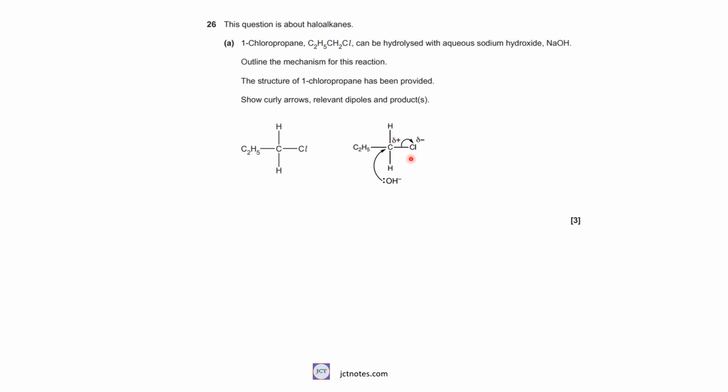The OH- ion donates a pair of electrons to the partially positively charged carbon atom, forming a new covalent bond. At the same time, the carbon-chlorine bond is breaking. The chlorine atom takes both the electrons in the bond and leaves as a Cl- ion. Remember to clearly show that the products are propan-1-ol and Cl-.